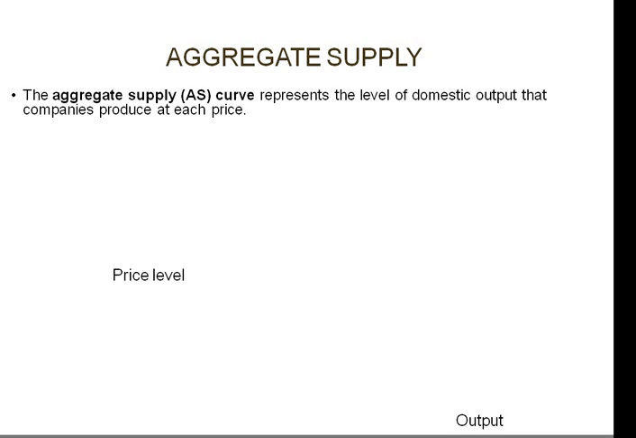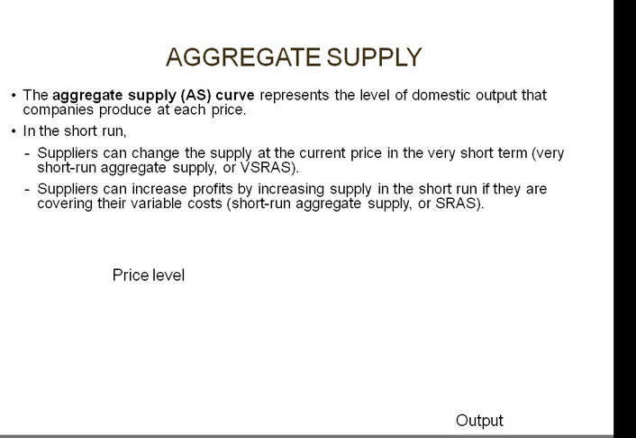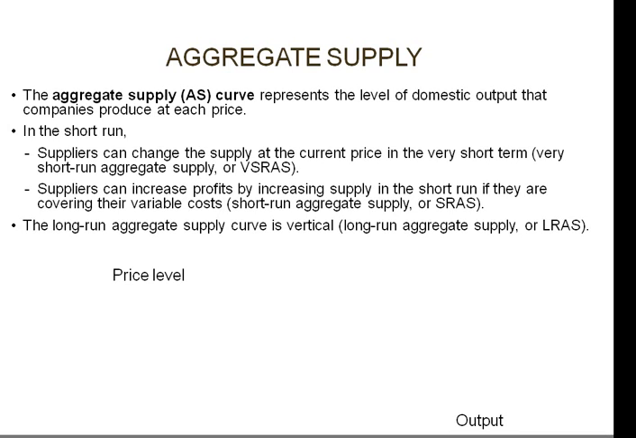Aggregate supply. The aggregate supply curve represents the level of domestic output that companies produce at each price. In the short run, suppliers can change the supply at the current price in the very short term. Very short run aggregate supply, VSRAS. Suppliers can increase profit by increasing supply in the short run, not the very short run, if they are covering their variable costs. The long run aggregate supply curve is vertical.